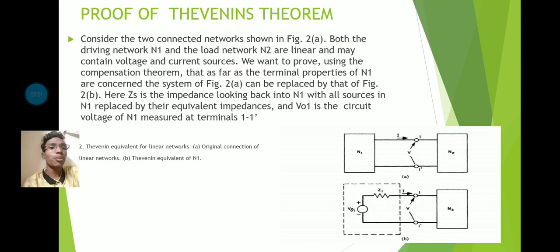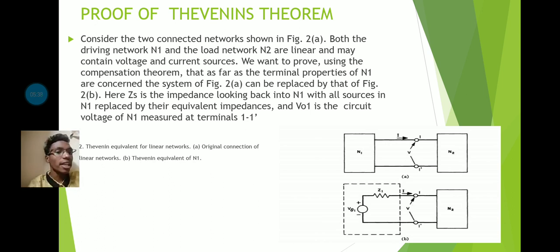Now we see the proof of Thevenin's theorem. Consider the two connected networks shown in figure 2a. Both the driving network N1 and load network N2 are linear and may contain voltage and current sources. We want to prove, using the compensation theorem, that as far as the terminal properties of N1 are concerned, the system of fig 2a can be replaced by fig 2b.